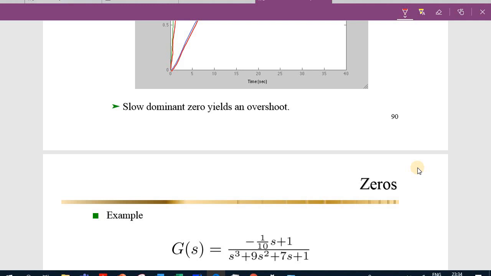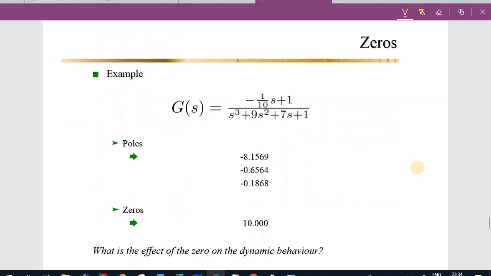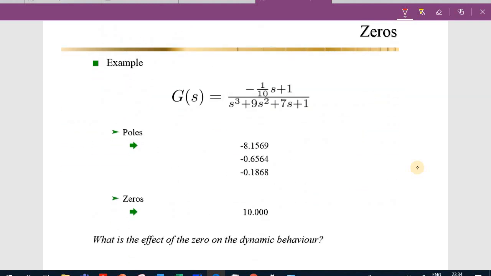Okay, so instead of saying slow, the word dominant is still here. Dominant zero, you get an overshoot. Well, let's take an example where tau A is less than 0. If it's less than 0, I would expect an undershoot, or we could call it an inverse response. And in this case, what's the value of S? S is equal to 10.